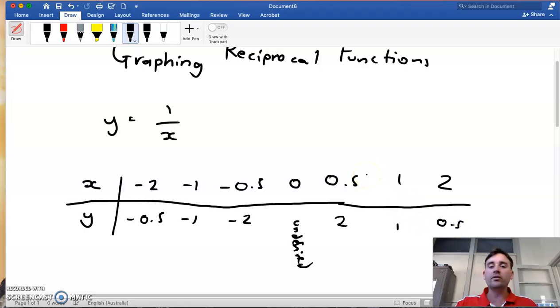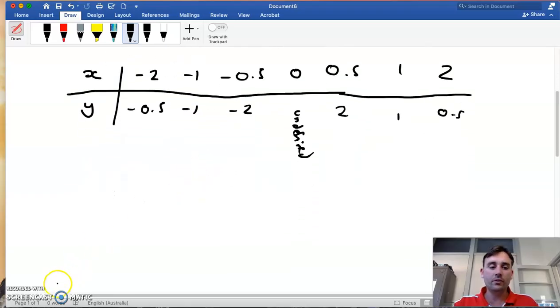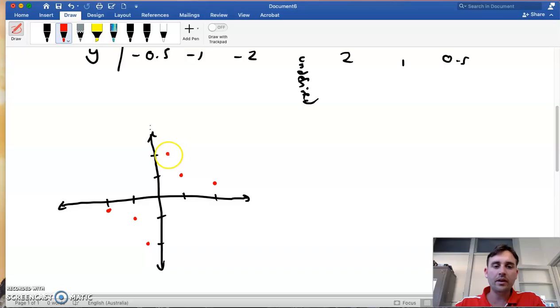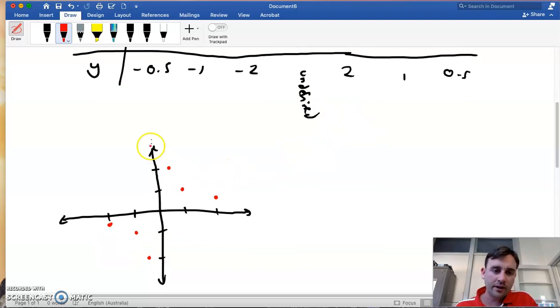So what I'm going to do is pause the video. I'm going to draw a graph and insert these points for us all. Okay, so I've drawn my graph here. I've inputted these points at minus 2, minus 0.5. There's minus 2 on the x-axis. There's minus 0.5 on my y-axis. Okay, and what I find is I get this nice little curve.